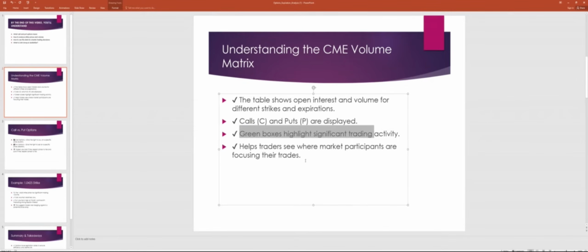Once you see that green box, it helps traders see where market participants are focusing their trades. The thicker the green, it shows that the market participants are focusing their positions in that particular strike price level. So take note of that. This is very, very important.